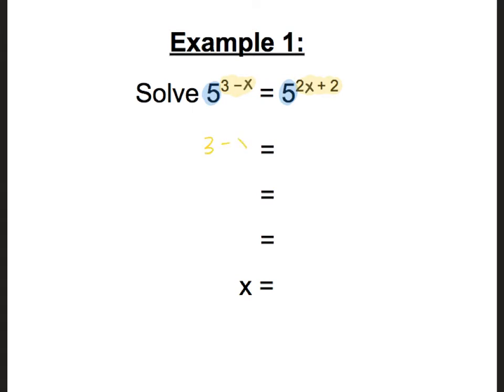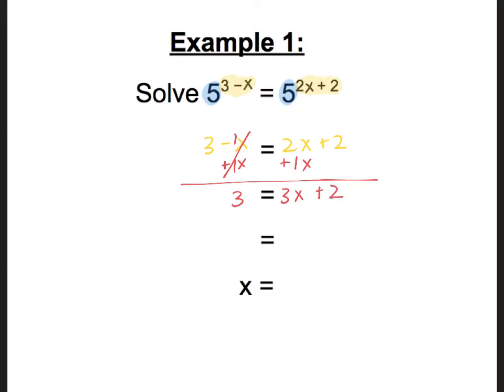So we have 3 minus x equals 2x plus 2. From here, we're solving for x, so we're just trying to move all of our x's to one side, all of our numbers to the other. I'm going to start by adding x to both sides. Remember, there's a sneaky little 1 in front of my x there. When I do that, I get 3, because my x's cancel. 2x plus 1x gives me 3x, and then my plus 2 just comes down.